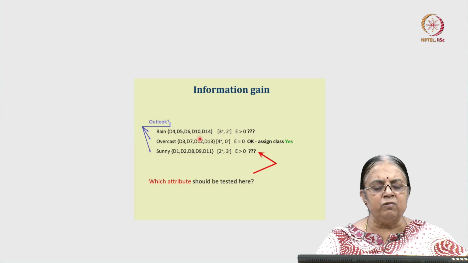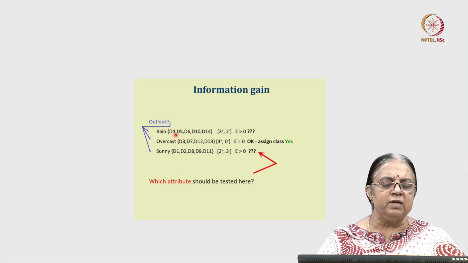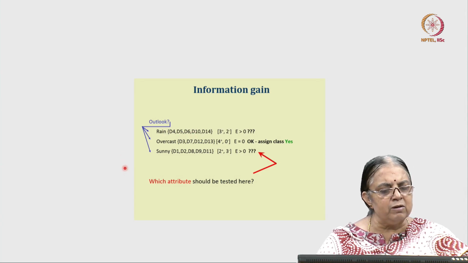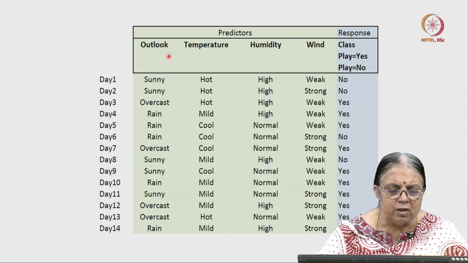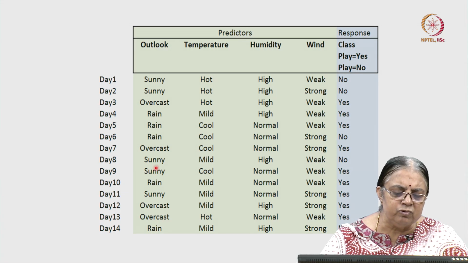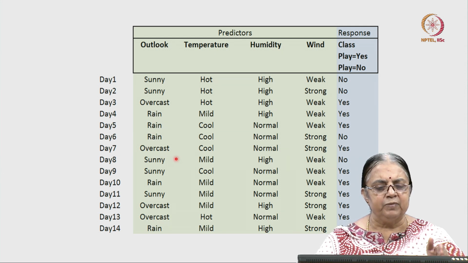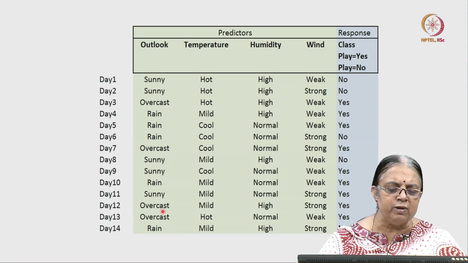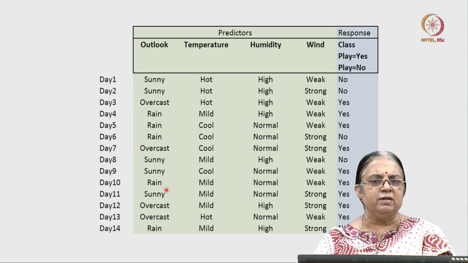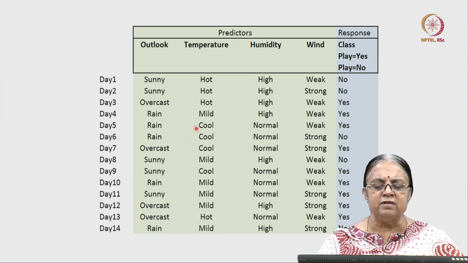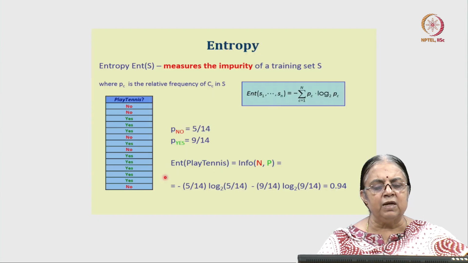So, once you do that, you are going to divide your data set into 3 parts. Out of the 14, since you have taken outlook, you have all the sunny ones, 5 patterns going along the sunny outcome, and you have 4 going in the overcast, and you have 5 going in the rain. So, what happens is this data set actually reduces for each of these outcomes that we have.